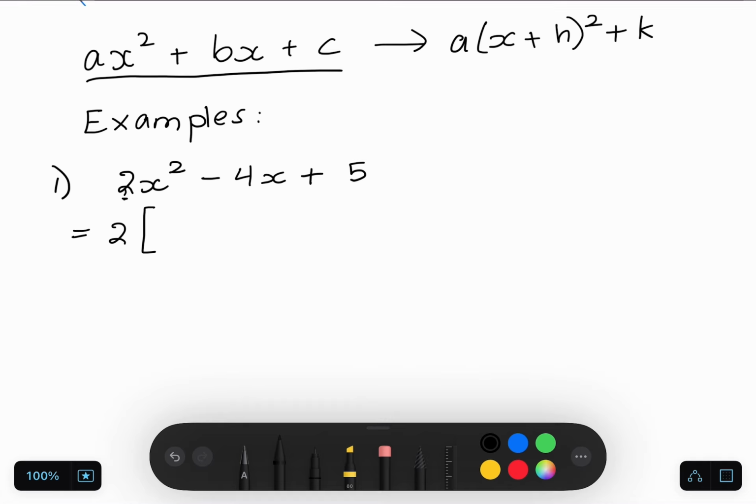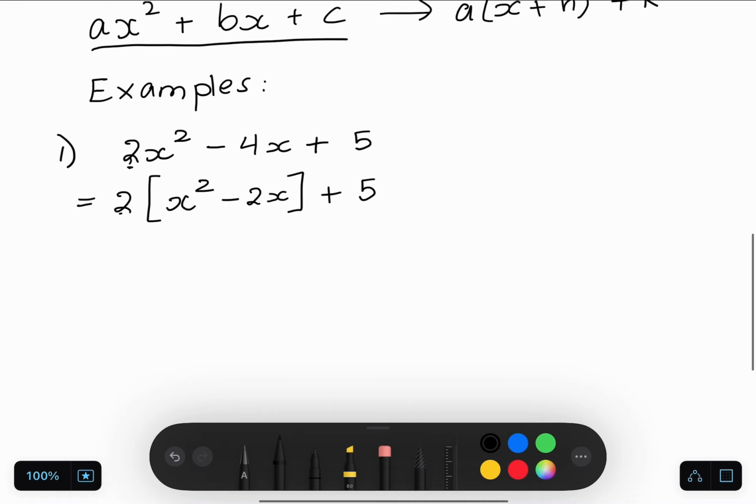So if I factor 2 out of here, it'll be 2, and I'm going to use square brackets. 2 could go into 2x squared x squared times, because 2 times x squared is 2x squared, right? And then 2 could go into minus 4x minus 2x times. I close my square brackets and I leave 5 on the outside. I'm not doing anything with the 5 as yet.